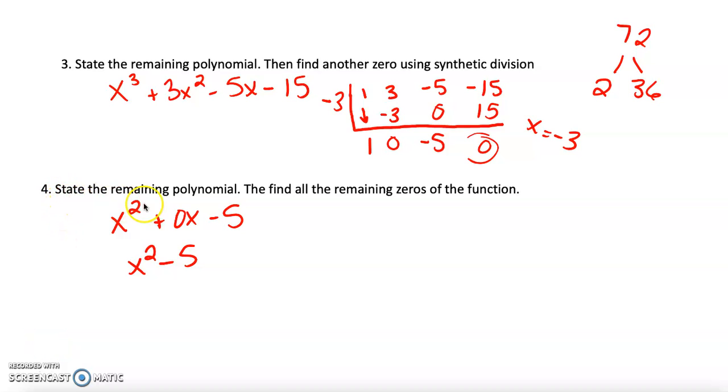So I'm going to restate the remaining polynomial and find all the remaining zeros of the function. If I restate what I have here, putting in all of my terms, I now have x squared plus 0x minus 5. That 0x can go away and I can simplify it as x squared minus 5. So finding all the remaining zeros of the function, I can simply set all of this equal to 0.